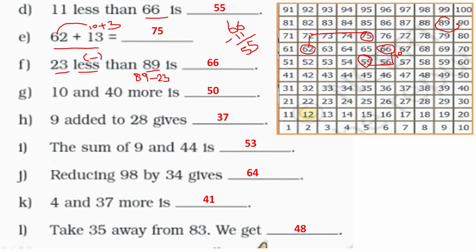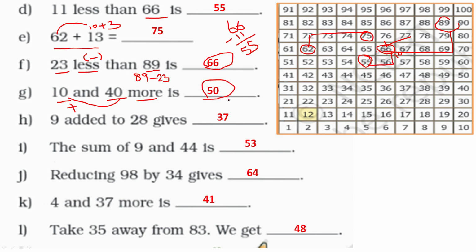23 subtract, less 23. So 2 steps means 20. Then 3. So 3 steps left. 1, 2, 3. So the answer is 66. Like that. 10 and 40 more. More means plus. You have to add. 10 plus 40 is equal to 50.